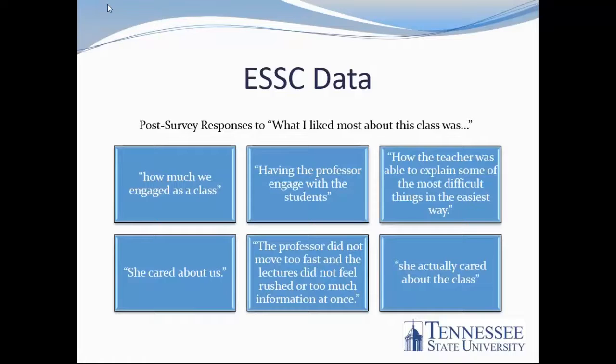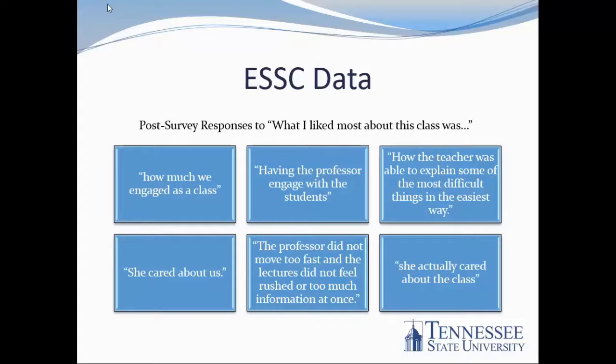Some of the other data we collected from the post-survey, in response to the prompt, what I like most about this class was, these statements show that students liked the engagement in the class. For example, one student responded, how much we engaged as a class. Another student, having the professor engage with the students. And how the teacher was able to explain some of the most difficult things in the easiest way.